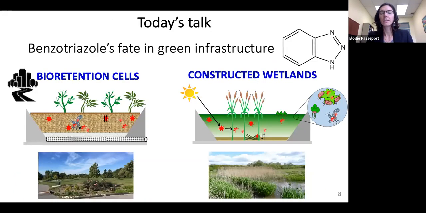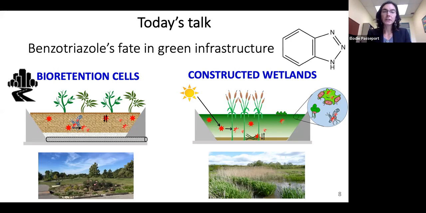Okay, but in today's talk, I'll focus on benzotriazole. So this is this molecule here, and I'll introduce it in a few slides. And we'll look at its fate in green infrastructure. Specifically, I will talk in the context of two types of green infrastructure, bioretention cells and constructed wetlands.